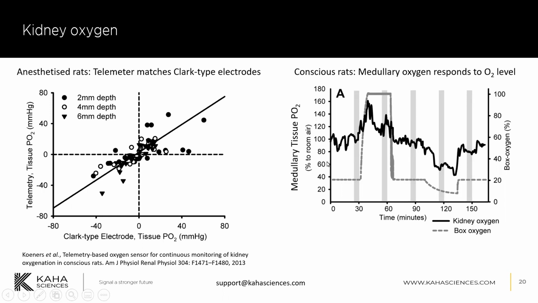And just like David Russell did in the brain, he also exposed the rats to changes in the oxygen, different gases. And so in this case, he's measuring medullary tissue in the kidney. And you can see that when the animal is exposed to 100% oxygen, the medullary tissue oxygen goes up. And then likewise, when it's exposed to 10% oxygen, the medullary tissue oxygen goes down again and bounces back to baseline in between.